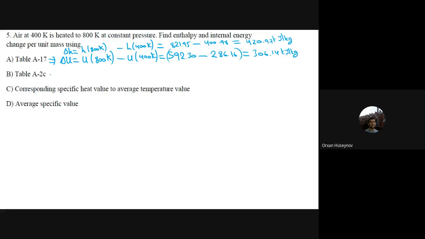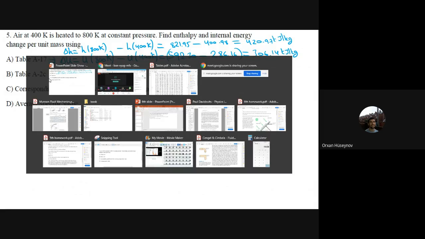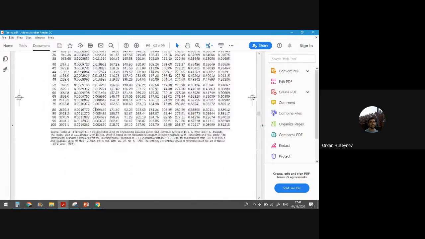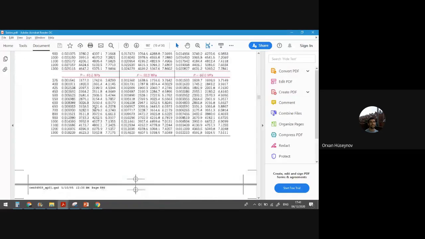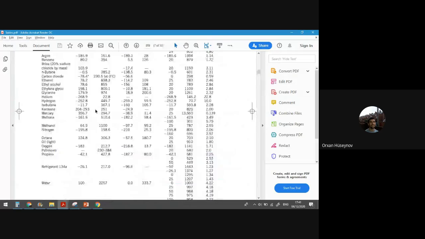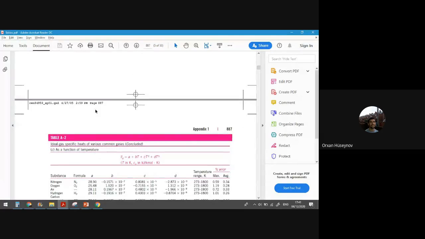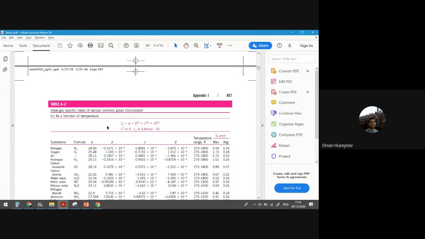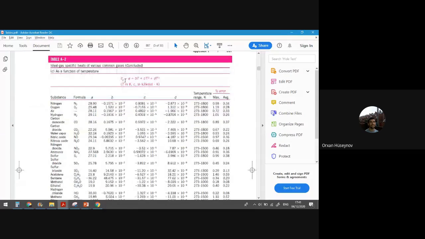Now the question says to use table A2C. Let's go back to table A2C and see what is waiting for us in that table. For that table, we have only the Cp value, which is given as A plus BT plus CT squared plus DT to the power of 3. And there is a bar here. It means that it is per unit mole.